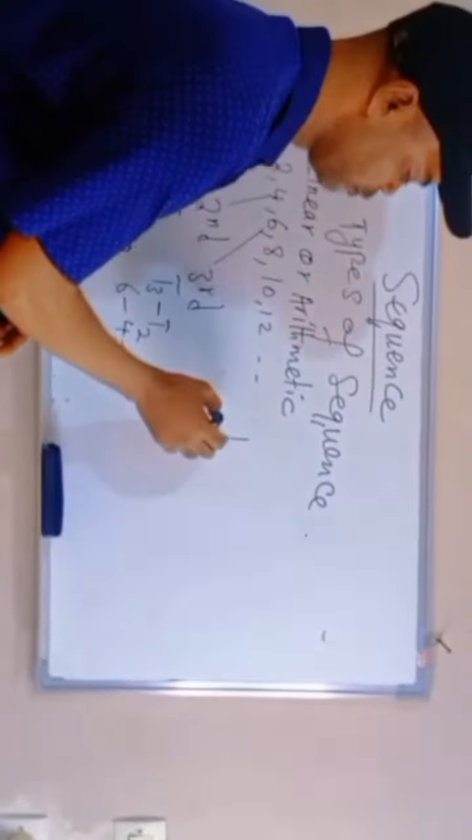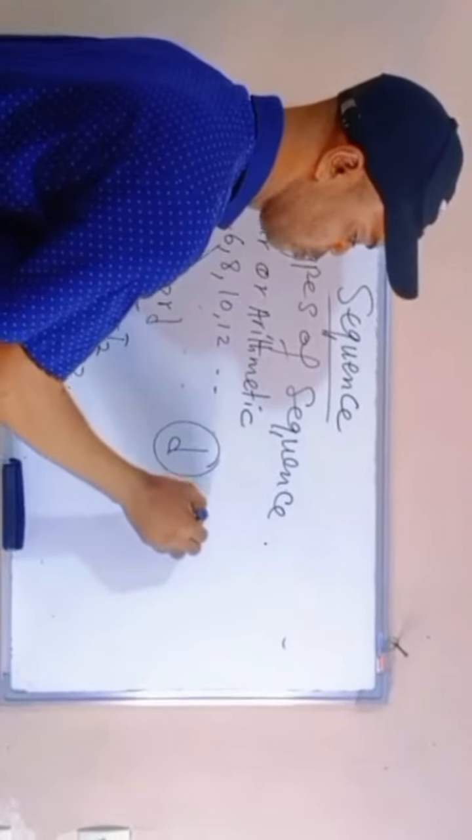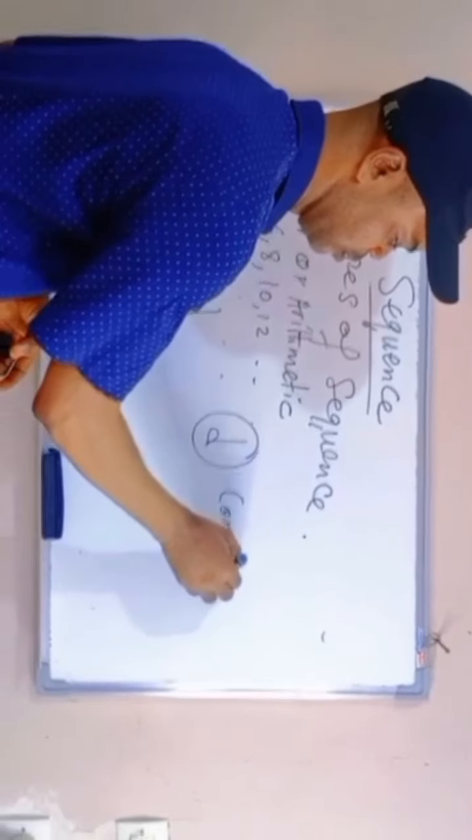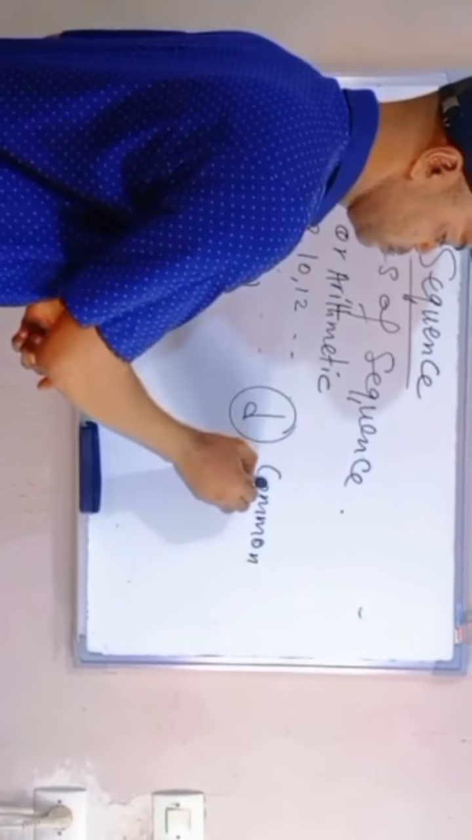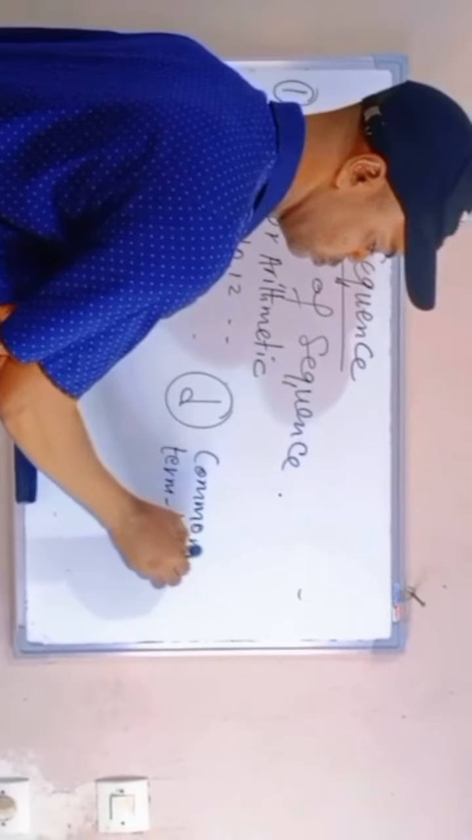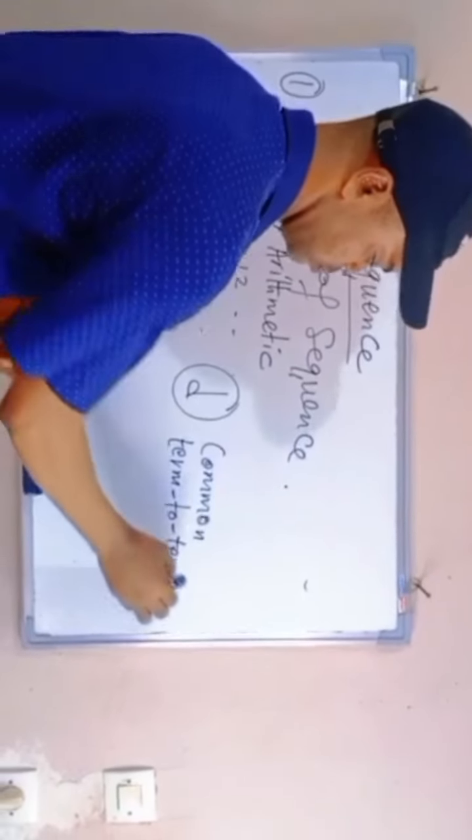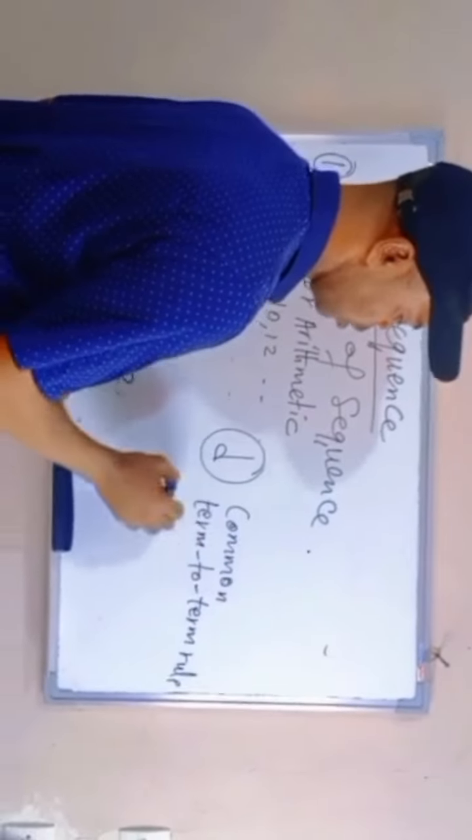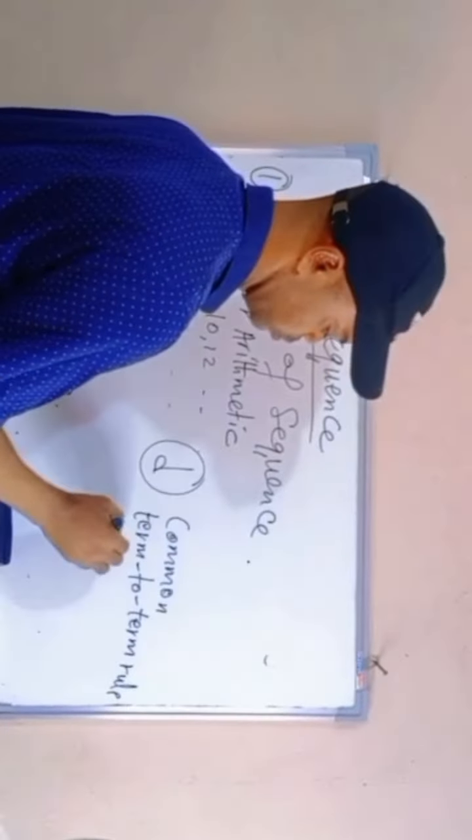Another name for the common difference, being represented with the letter D, is the term-to-term rule. Now, depending on the textbook you're using, other textbooks may decide to use what we call the recursion rule.